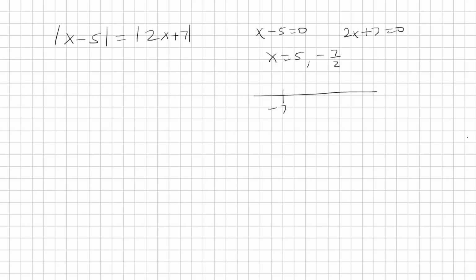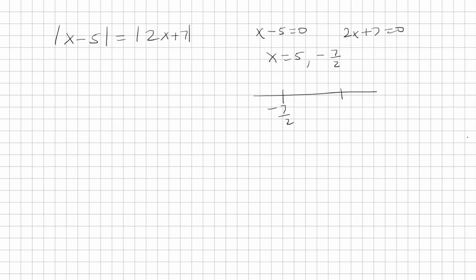And now we have the absolute value of x minus 5 is equal to the absolute value of 2x plus 7. The way to handle these problems is to set each one equal to 0. So set x minus 5 and 2x plus 7 equal to 0. We get x is 5 and negative 7/2. So we graph this on the number line.